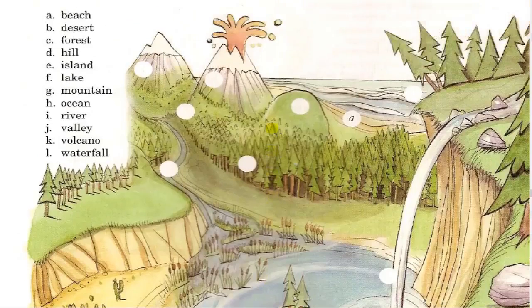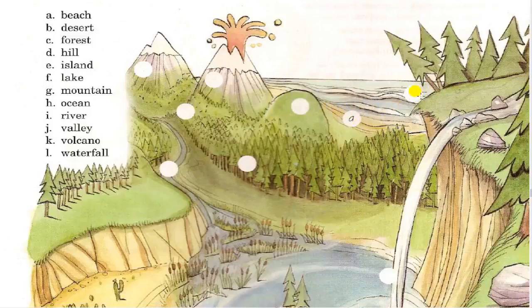This is a hill. This is a mountain. G, mountain. A mountain is higher than a hill. H, ocean. Where is the ocean? This is the beach, A, but this is H, ocean.